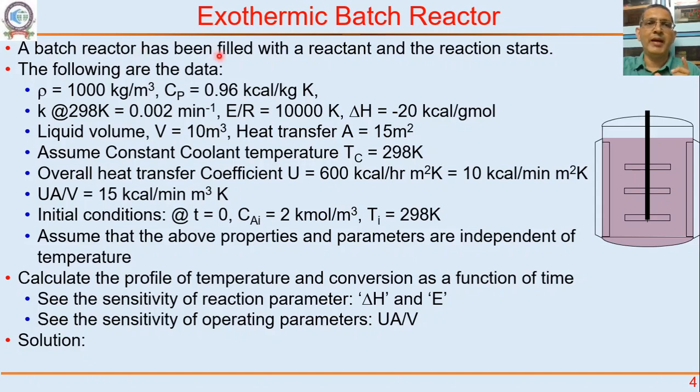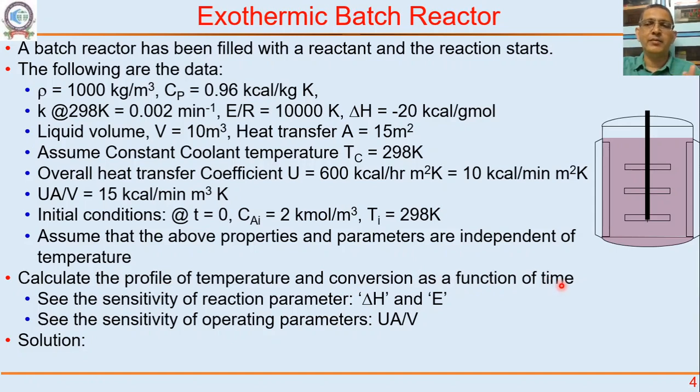So imagine that the batch reactor has been filled with reactant and the reaction starts. At t equal to 0, the initial concentration is 2 kilomoles per meter cube. Initial temperature is 298 Kelvin. Now I is denoting initial, not inlet, because there is no inlet. It's a batch reactor. You can use all these physical properties. Calculate the profile of temperature and conversion as a function of time.